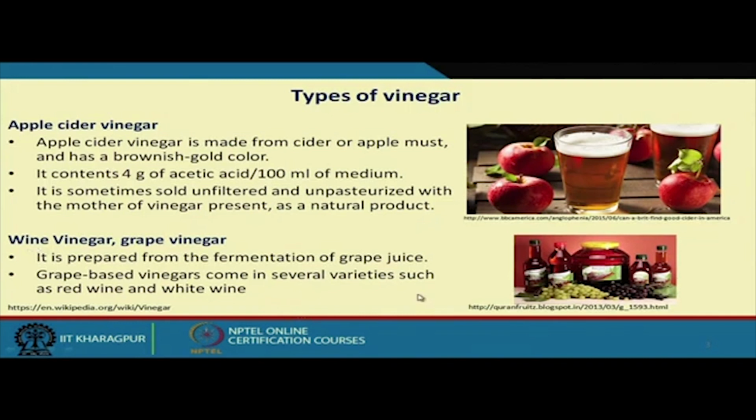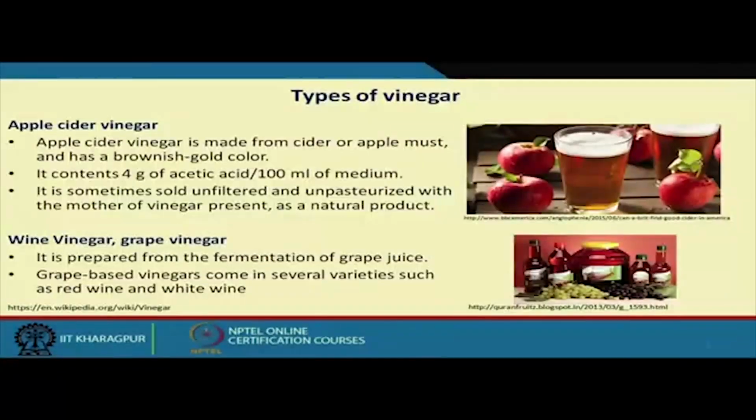And wine vinegar is usually from grape juice. We produce wine, and then the alcohol that is present there is converted to acetic acid. It is prepared from the fermentation of grape juice, and grape based vinegar comes in several varieties such as red wine and white wine. So for red and white wine, which contain alcohol, when we put some Acetobacter aceti, they convert this to acetic acid. Then we call it wine vinegar.